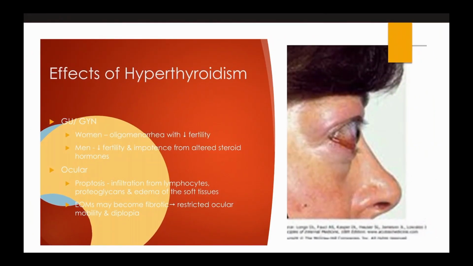So it affects the GU system. In women, oligomenorrhea with decreased fertility. In men, decreased fertility and impotence as well. Ocular issues, proptosis, and your EOMs may be fibrotic. So you may lose your EOM movement when that happens.